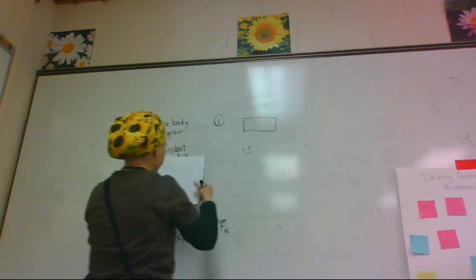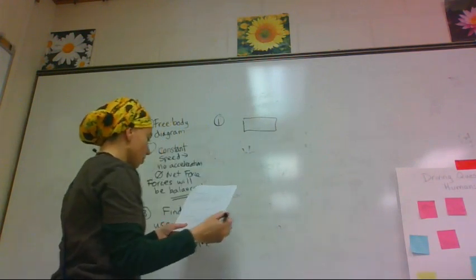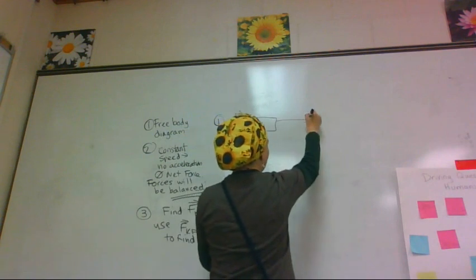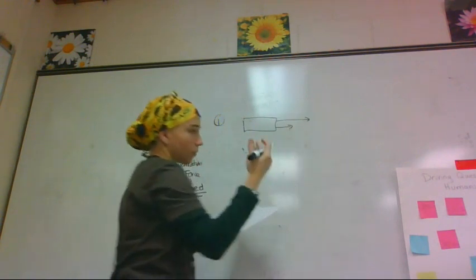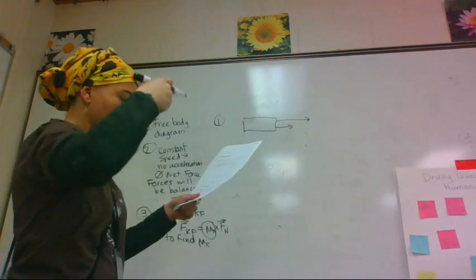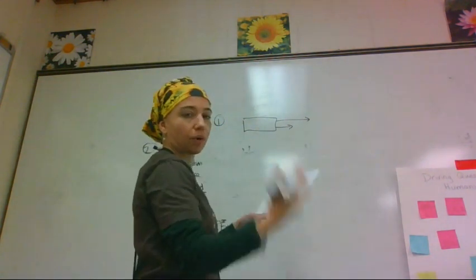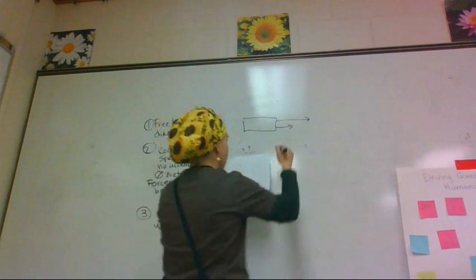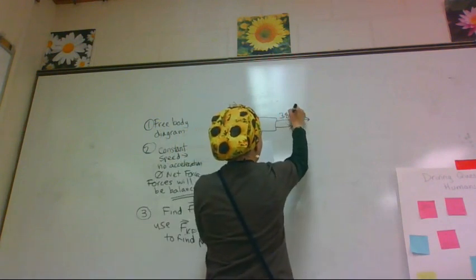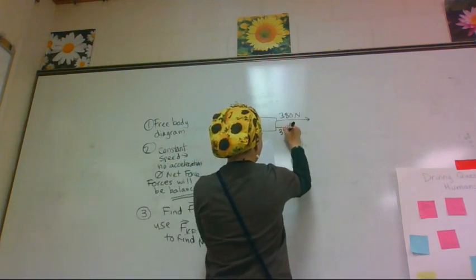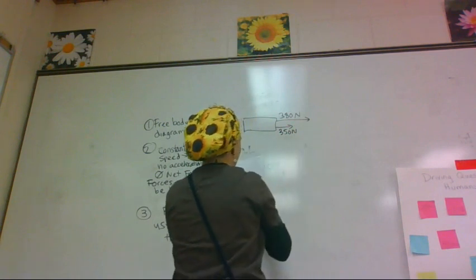So I'm going to draw my crate. And so we have 2 forces on the crate. One of them is a tension force of a rope on the crate. The person's pulling on the rope, and the rope is pulling on the box. One is the person pushing on the crate, but they're both moving the crate in the same direction. So 380 newtons is one of those forces. 350 newtons is the other force.